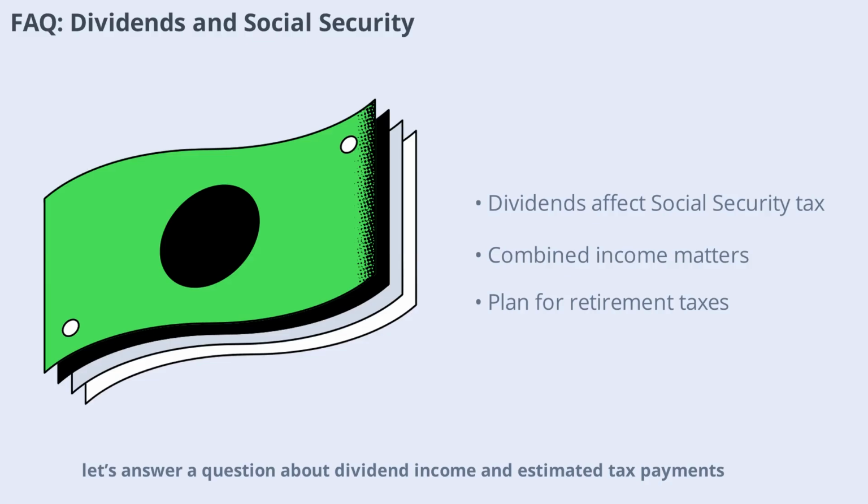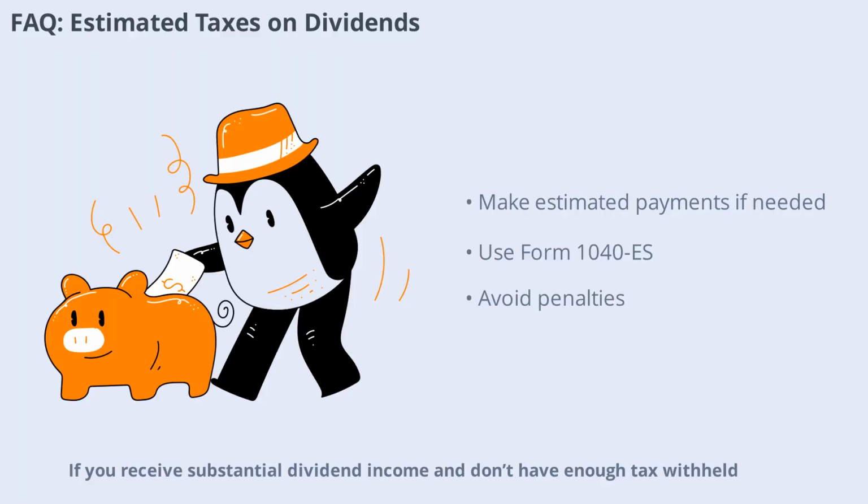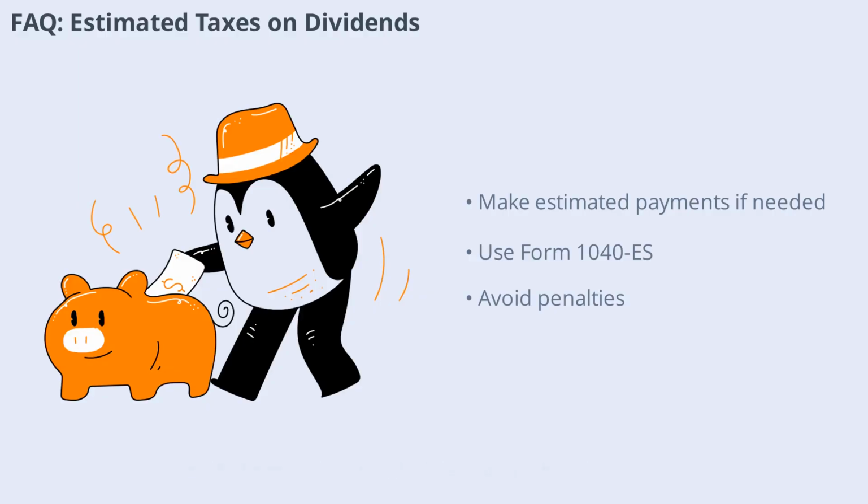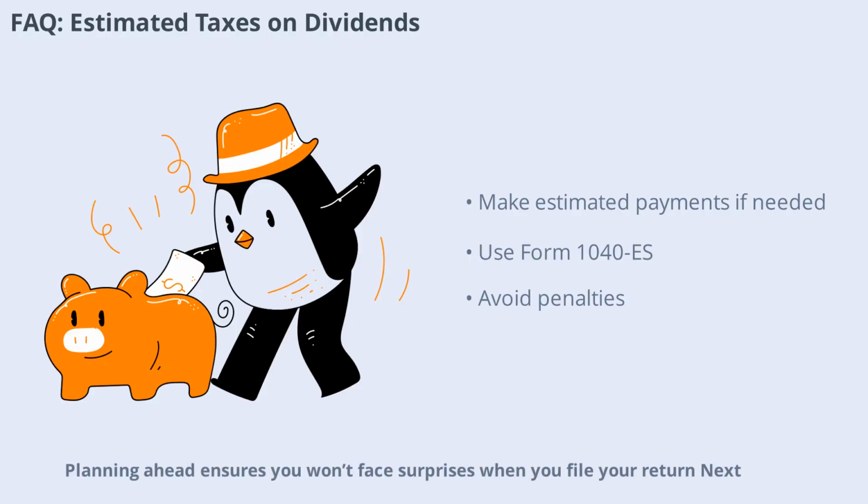Next, let's answer a question about dividend income and estimated tax payments. If you receive substantial dividend income and don't have enough tax withheld, you may need to make estimated tax payments. This helps avoid underpayment penalties at tax time. Use IRS Form 1040-ES to calculate and pay these taxes. Planning ahead ensures you won't face surprises when you file your return.